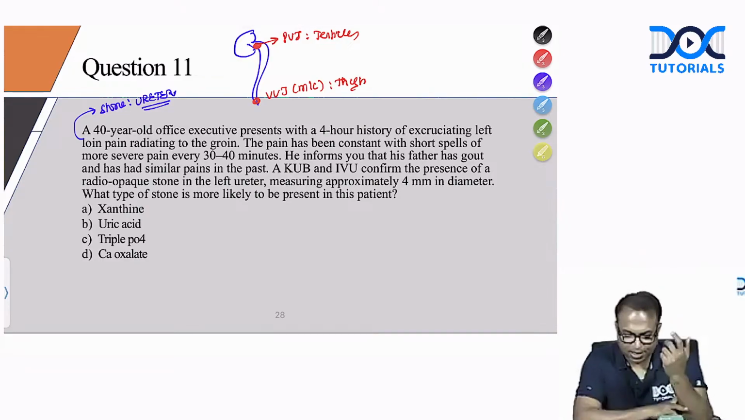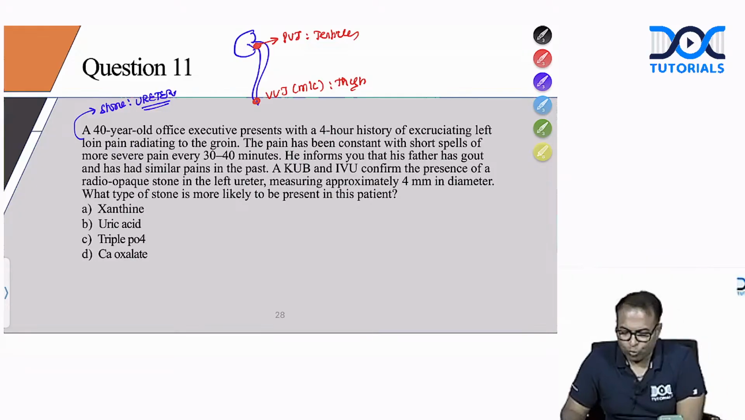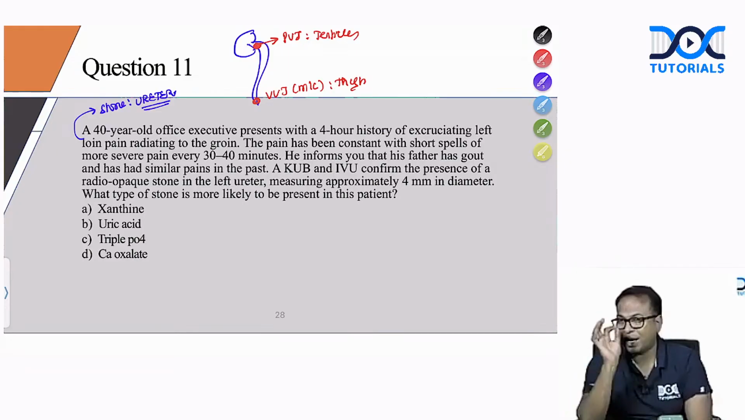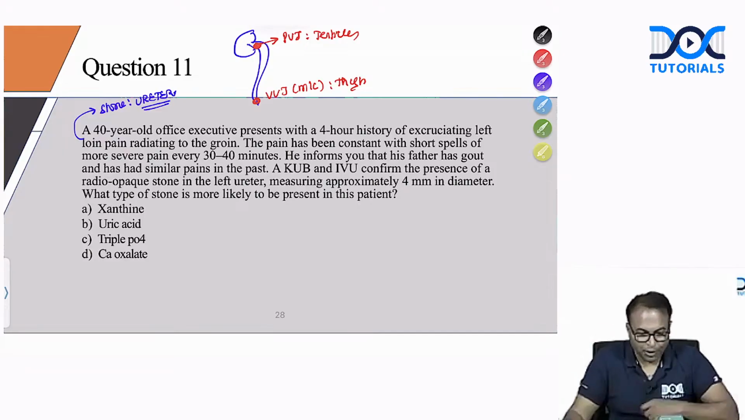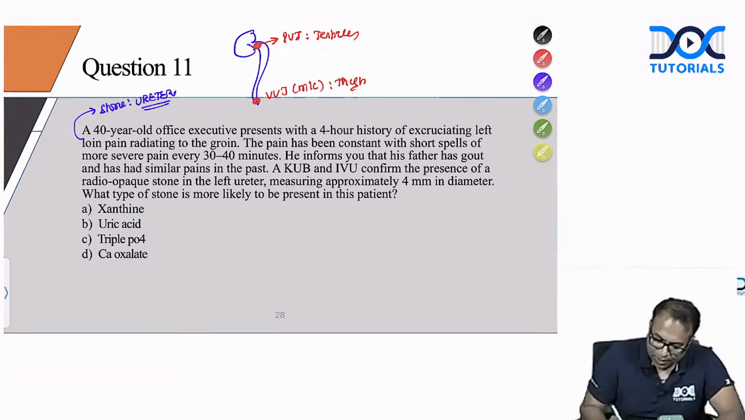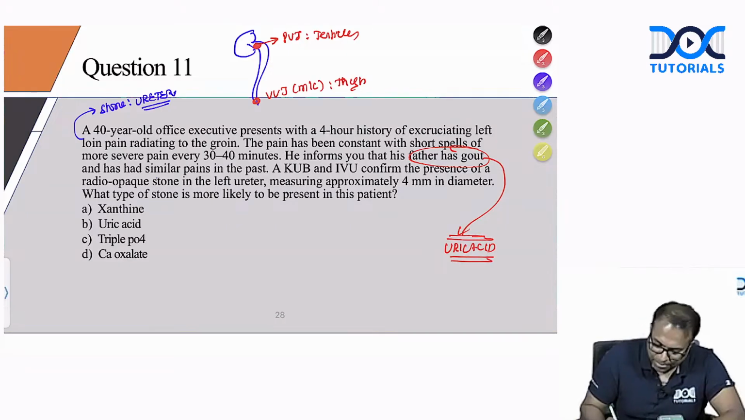The pain has been constant with short spells of more severe pain every 30 to 40 minutes. It is a colicky pain. He informs you that his father had gout and he has had similar pains in the past. A KUB and IVU confirmed the presence of a radio-opaque stone in the left ureter measuring 4 millimeter diameter. What type of stone is more likely? Yes, I'm telling you, this question will mislead you. His father only had gout. He does not have gout. So most of you will think gout history is there, so it is a uric acid stone. No, it is not a uric acid stone. The clue is below: radiopaque stone. Uric acid stone is radiolucent.